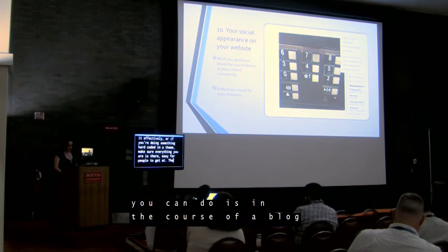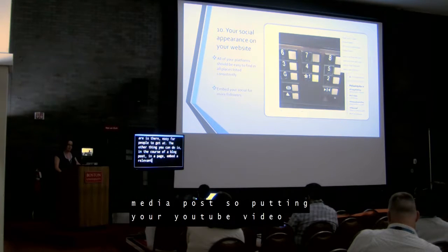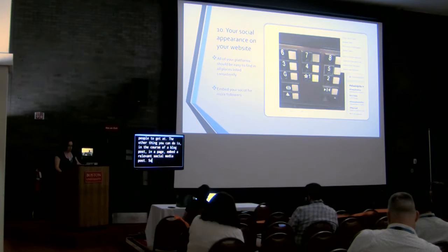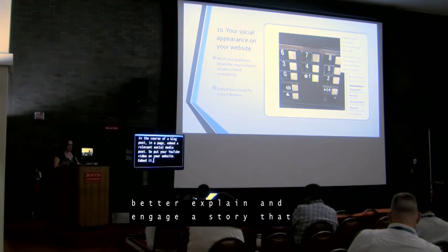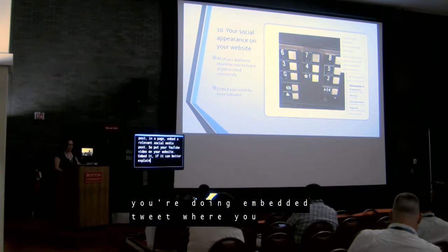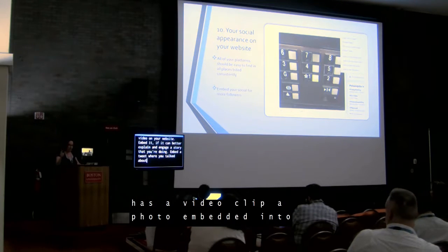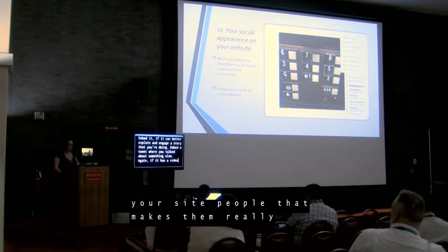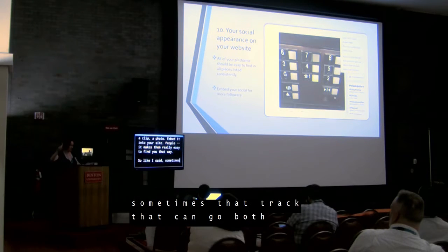The other thing you can do is in the course of a blog post, in a page, embed a relevant social media post. So put your YouTube video on your website, embed it if it can better explain and engage a story that you're doing. Embed a tweet where you talked about something else, again, that has a video, a clip, a photo, embedded into your site. It makes them really easy to find you that way. So like I said, sometimes that traffic can go both ways.